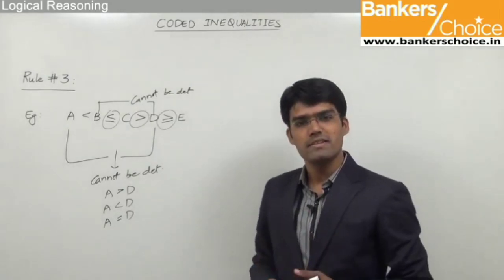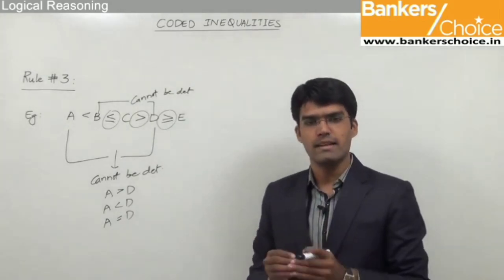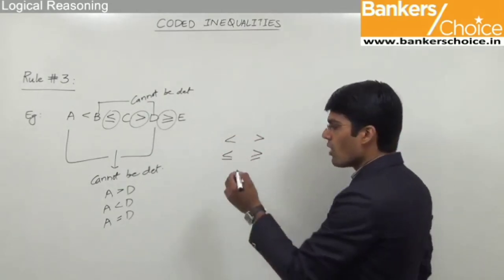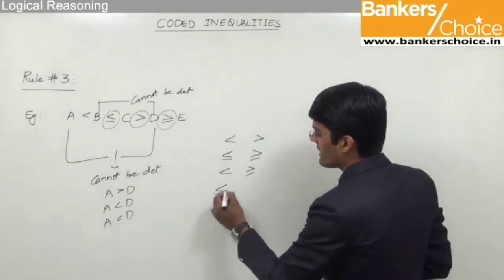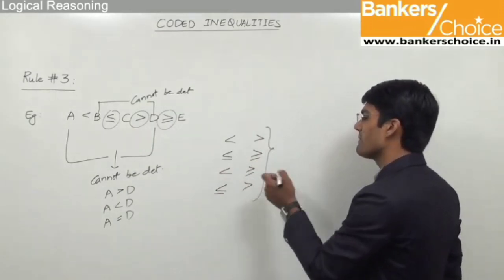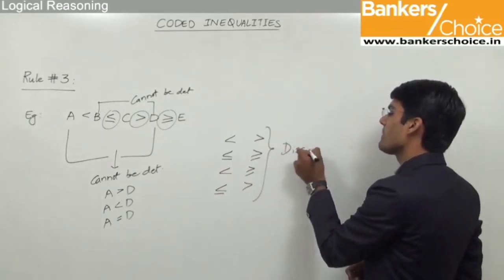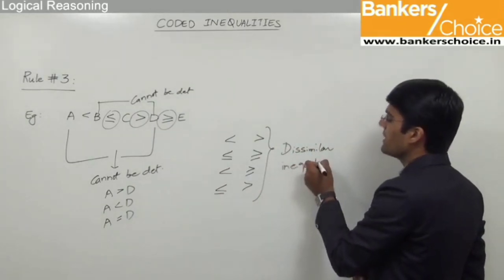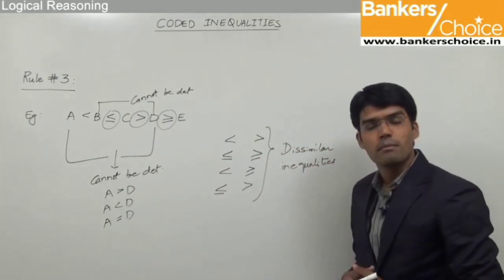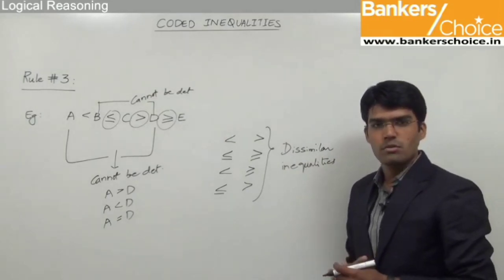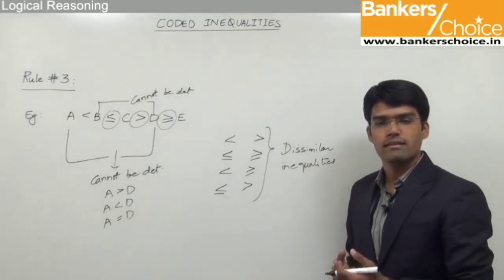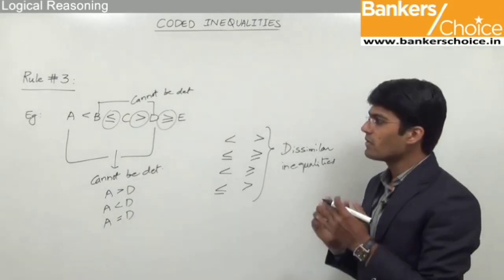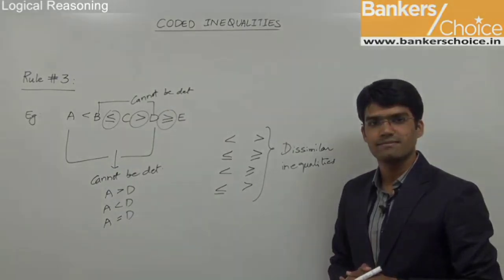So the simple idea here is whenever we find dissimilar inequalities, that is a combination of less than or equal to with greater than or equal to, or less than with greater than or equal to, or less than or equal to with greater than, all these are referred to as dissimilar inequalities. So whenever we have these two types of inequalities present between two variables, those two variables cannot be compared. That means the relationship between the two variables can be either less than or greater than or equal to. So that is the third and the last rule to be understood to solve questions from coded inequalities.